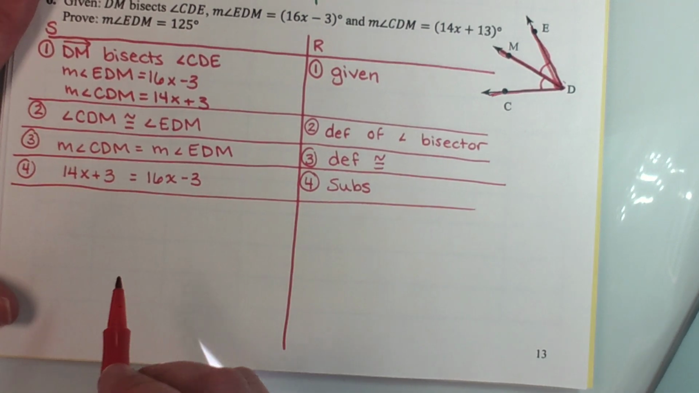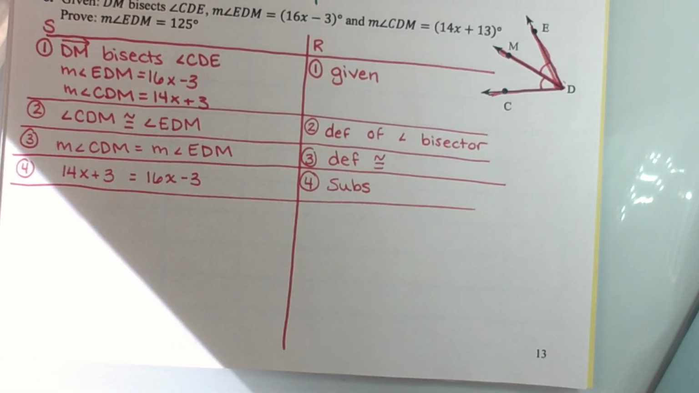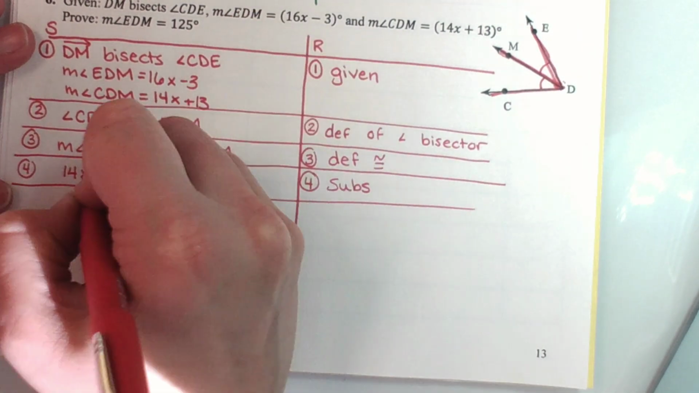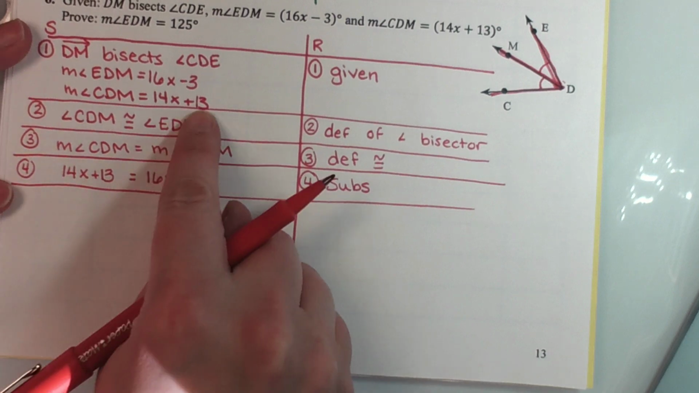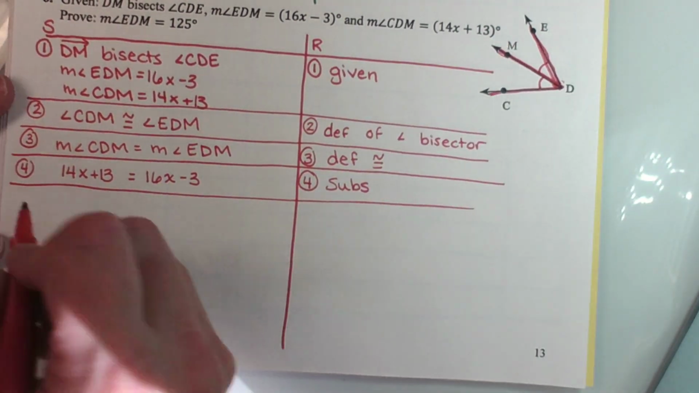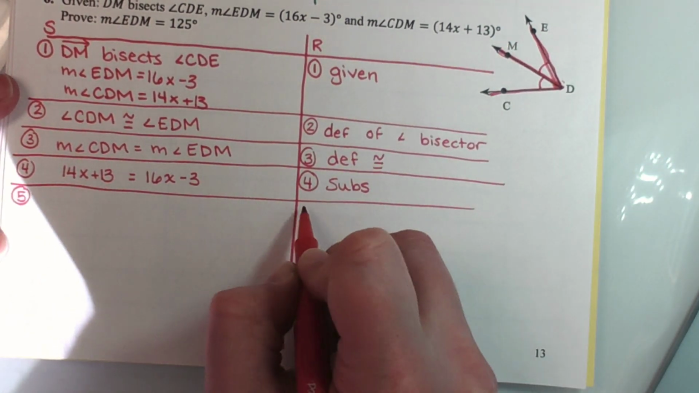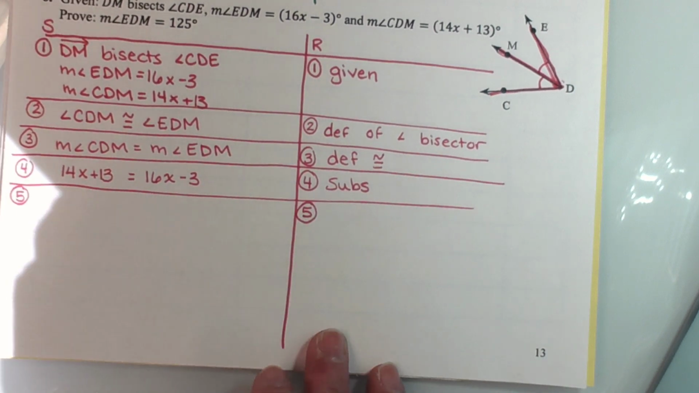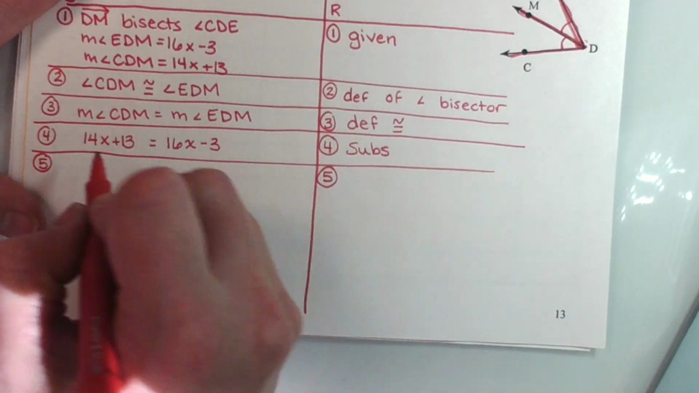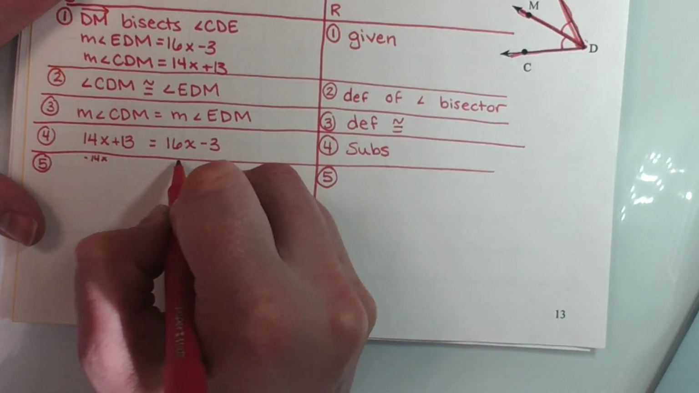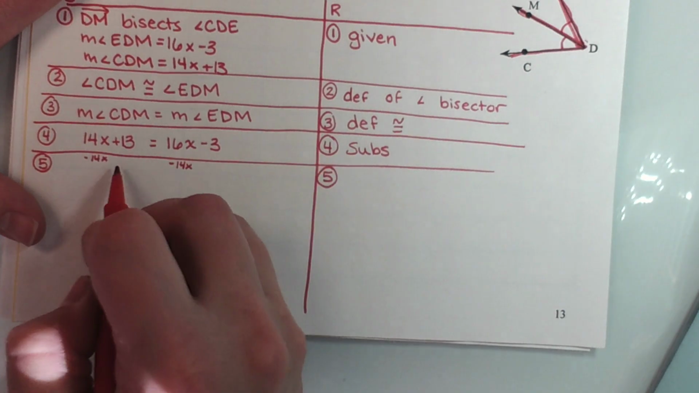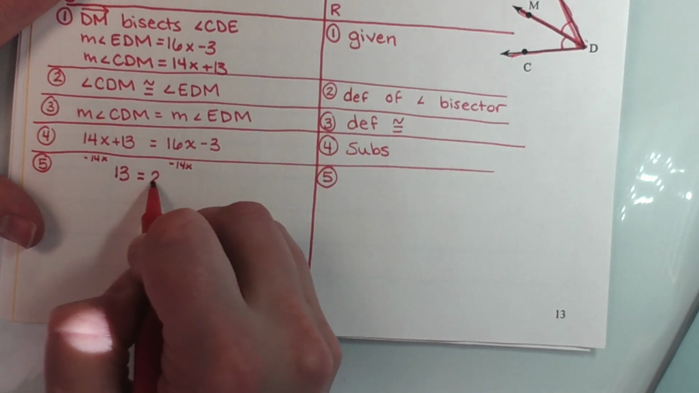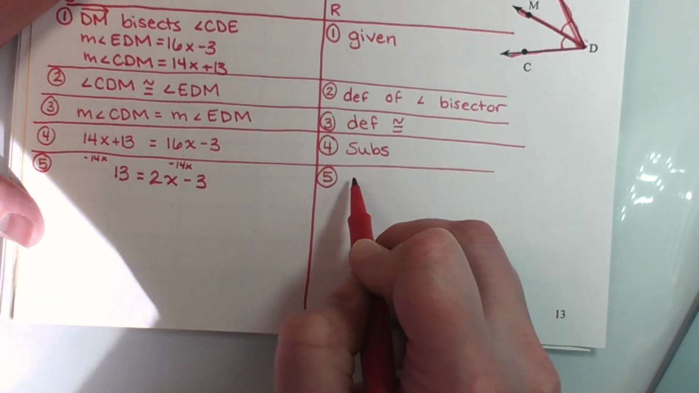Wait, no, you did that wrong. It's 14x plus 13. Oh, yes. Good eye. I forgot it here too. I accidentally wrote 3. Not only did you catch it, you caught it before it became a problem. Nice. Subtract. I would subtract the 14x. 13 equals 2x minus 3.